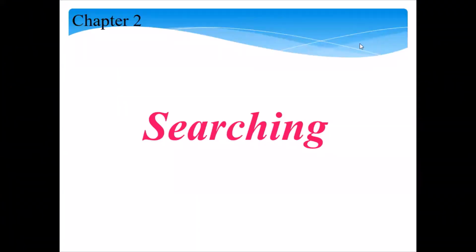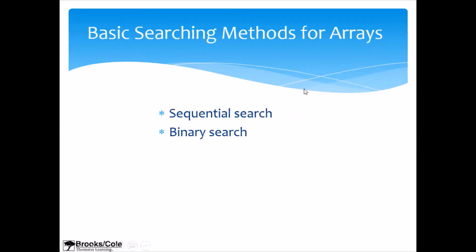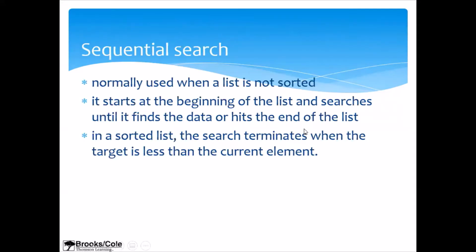For this part, we're going to discuss all about searching. Searching is a process used to find the location of a target among a list of objects. When you deal with searching, you are not really getting the elements, rather we are getting the address of that particular element. We have two types of basic searching methods for arrays.